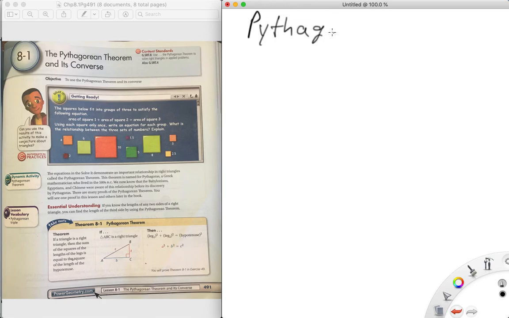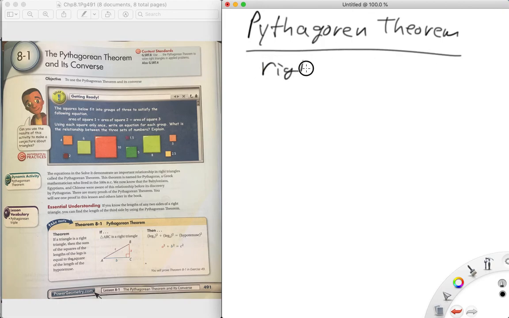So the Pythagorean theorem says this, and this applies to right triangles. Alright. It only applies to right triangles. And it says this. I have a right triangle.